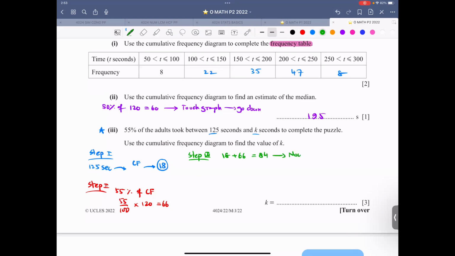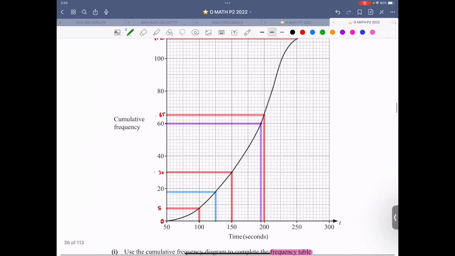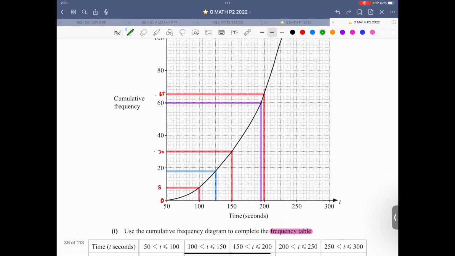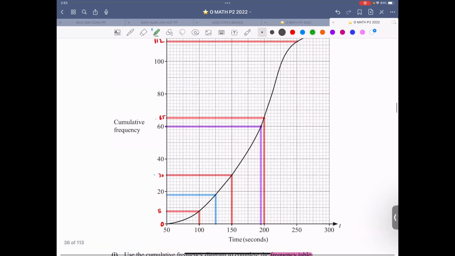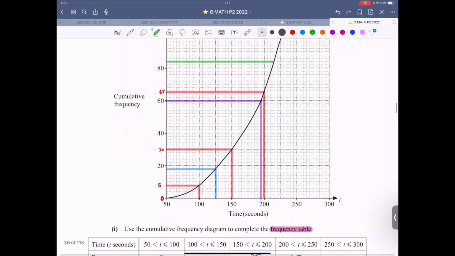Now read the time. So step 3, that is for 84. So this is the green color. Let me go till 84. So that is over here. Touch the graph.